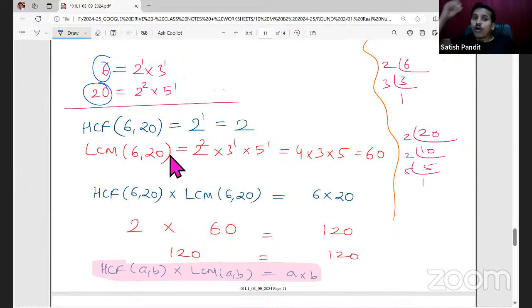For LCM, don't look for common. Take all the prime factors and put their highest power. So 2 is there. So the highest power of 2 is 2.